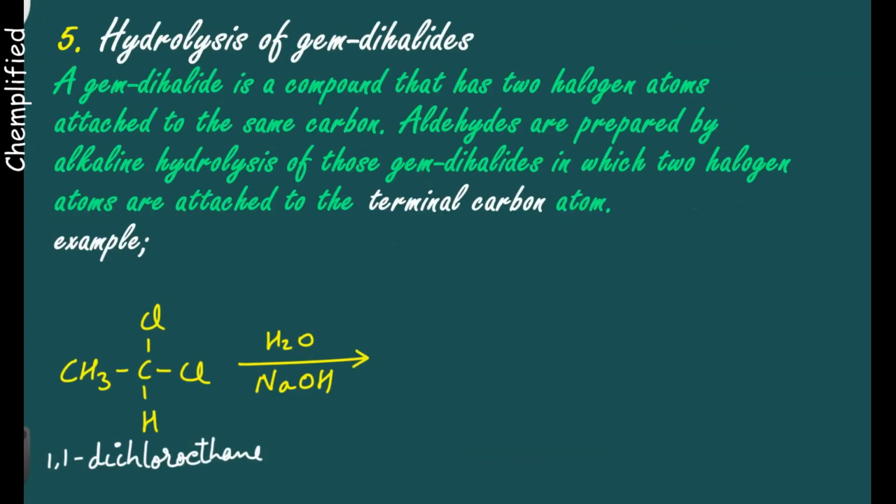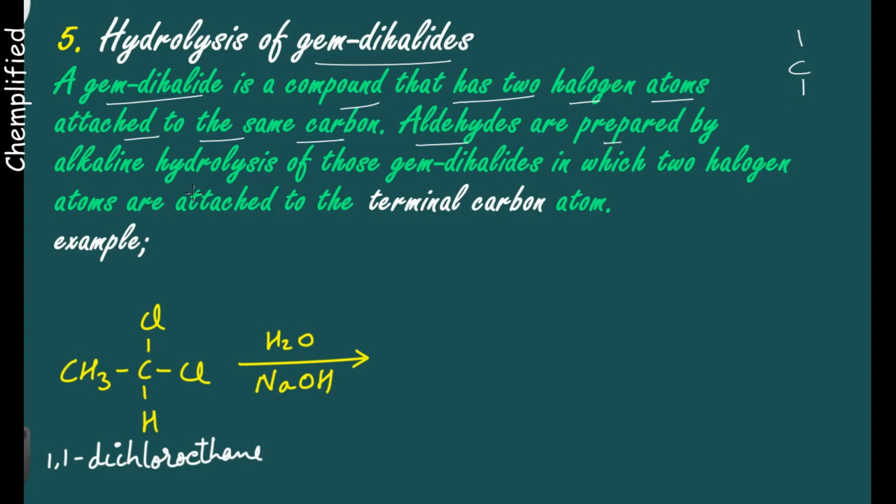All right. Now next, hydrolysis of gem dihalides. Before we go for the hydrolysis of gem dihalides, what is the meaning of gem dihalides? Gem dihalides simply means halogens attached to the same carbon atom. We call that gem dihalides. We have also written it in the statement: a gem dihalide is a compound that has two halogen atoms attached to the same carbon.